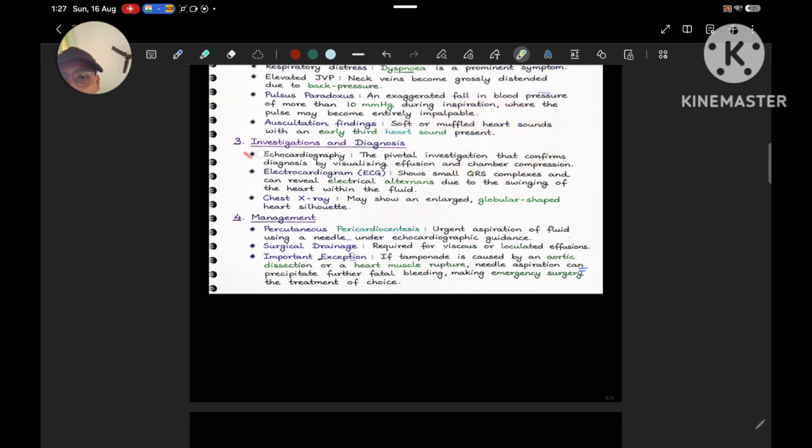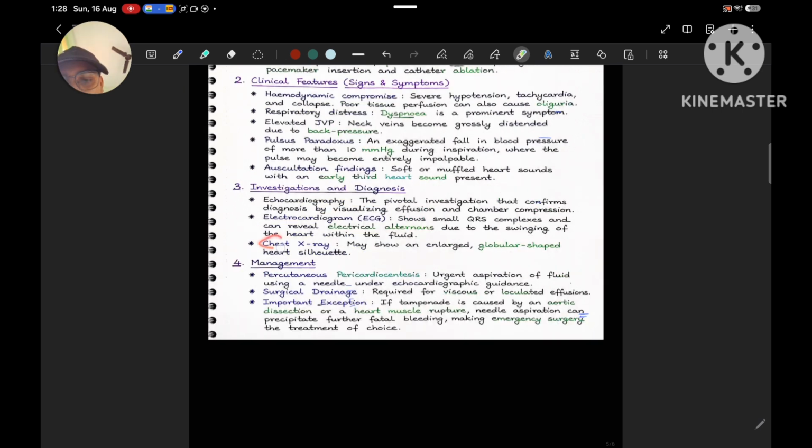Investigation and diagnosis: echocardiography, ECG, and chest X-ray. You have to do echocardiography for visualization of the pericardial effusion and the chamber compression, and then you have to do ECG. The ECG abnormality is a small QRS complex in cardiac tamponade, and you can have electrical alternans, meaning swinging of the heart within the fluid. Chest X-ray may show a rounded, enlarged or globular shaped heart.